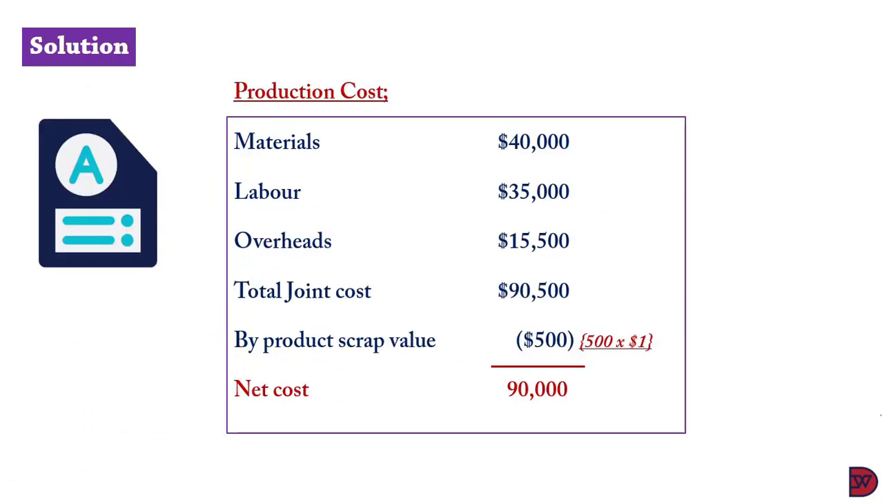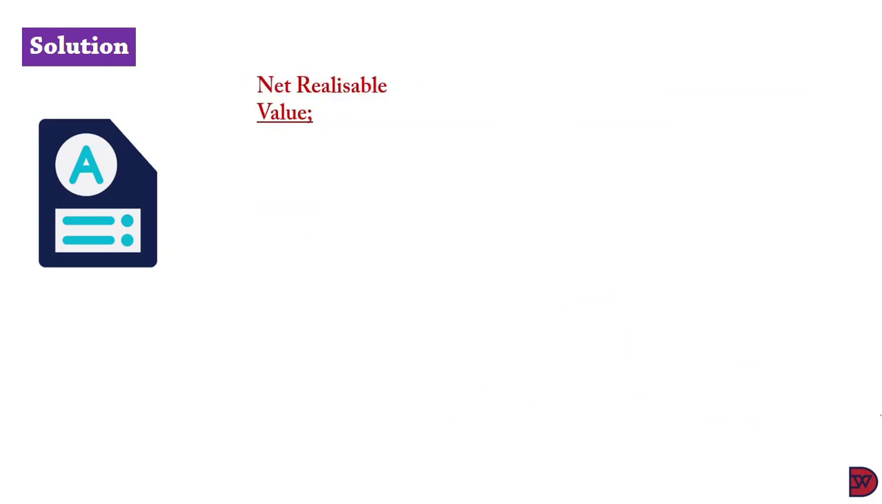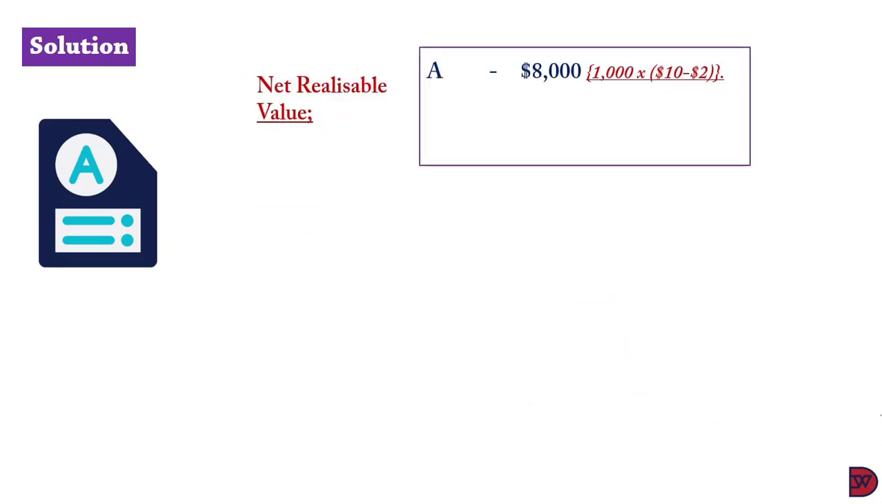For the solution, again, the production cost is $90,000. Then the net realizable value. The value for A is going to be $8,000. That is the 1,000 units that were sold multiplied by the original sales value less the further cost of processing of $2. B will give $7,000. Its quantity sold, 2,000, times original sales value of $5 less further processing cost of $1.5. So the total net realizable value is now $15,000. That is what is going to be used for the apportionment.